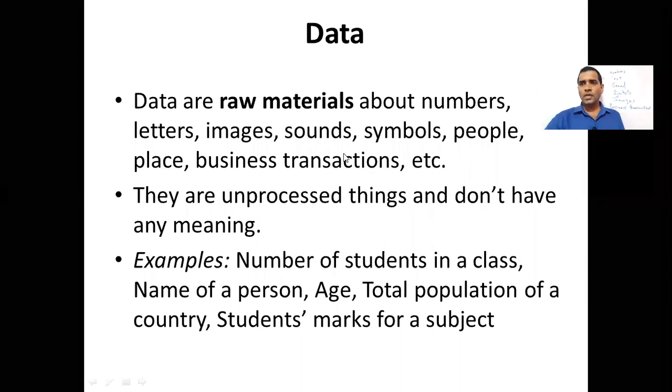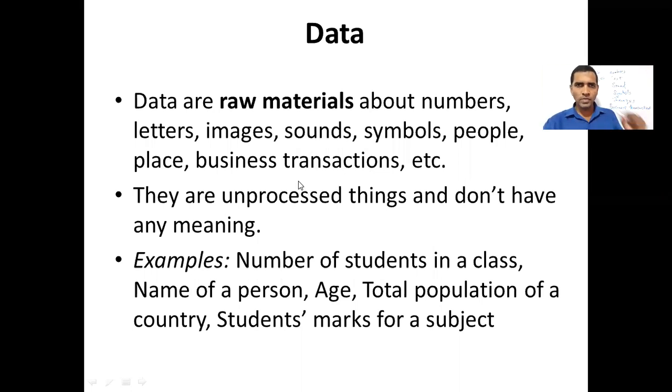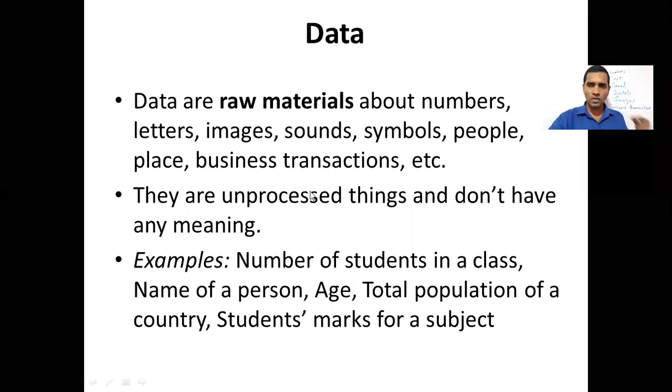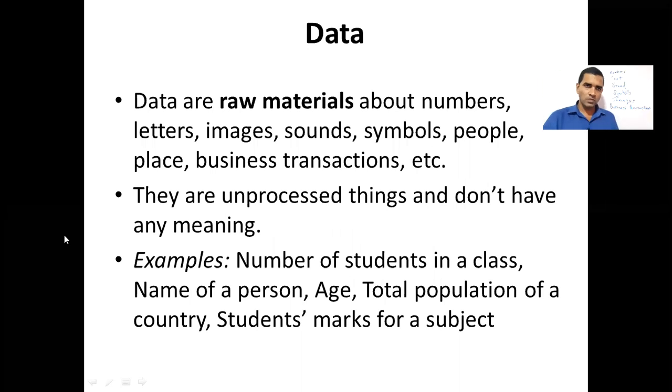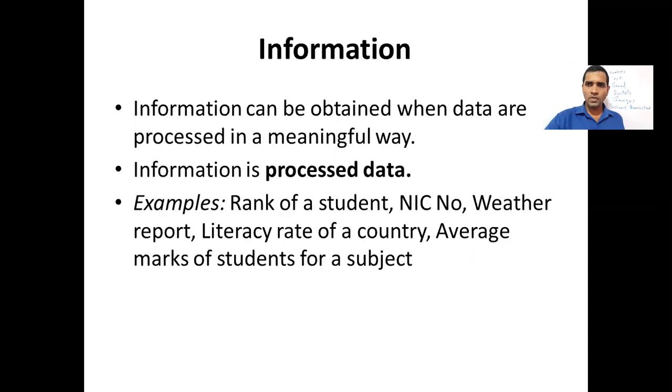Okay. So I can justify how images can be data or how sounds can be data, but not now. Let me take them one by one, right? So I don't want to go in a hurry. I will take my own pace. Right, look at the second sentence. They are unprocessed things and don't have any meaning, right? So information has meaning, but data do not. Okay, I will take such an example later because this is something different. I will take them later.